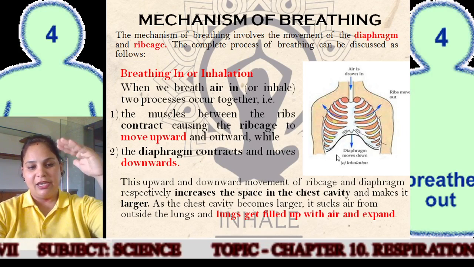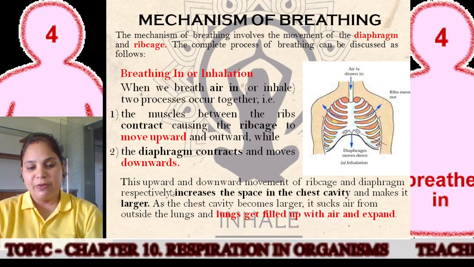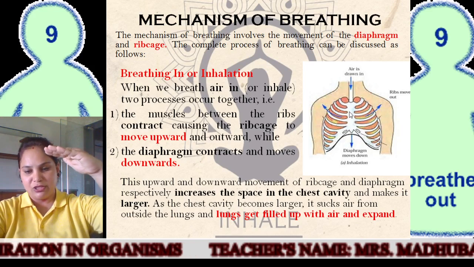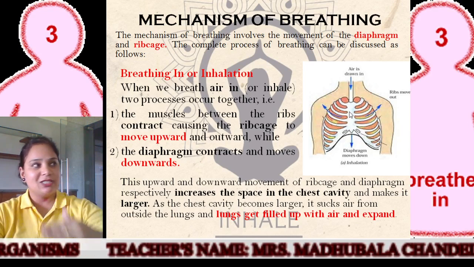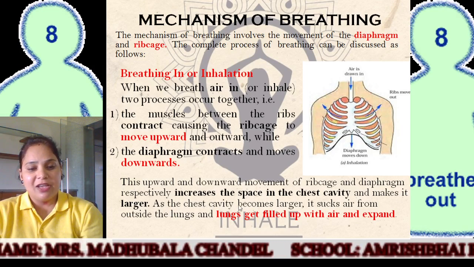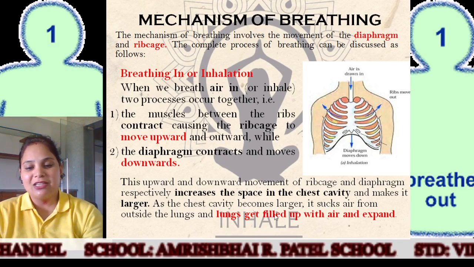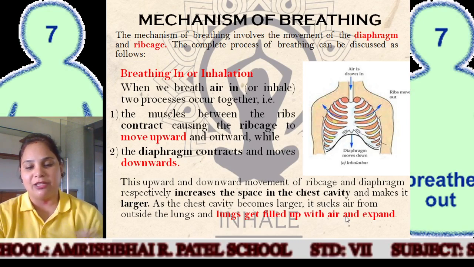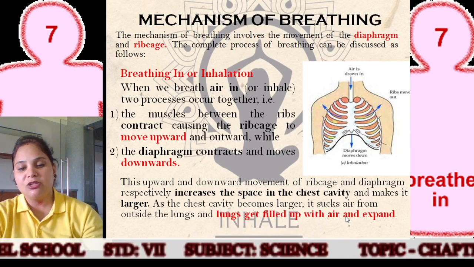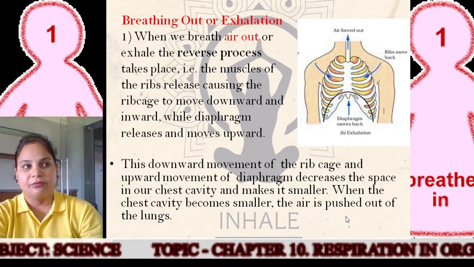This upward movement of the rib cage and downward movement of the diaphragm increases the space in the chest cavity and makes it larger. As the chest cavity becomes larger, it sucks air from outside into the lungs, and the lungs fill up with air and expand. So expansion takes place during breathing in. It increases the area, so more oxygen is taken in.